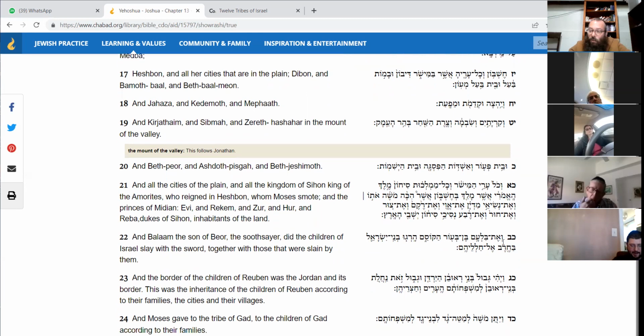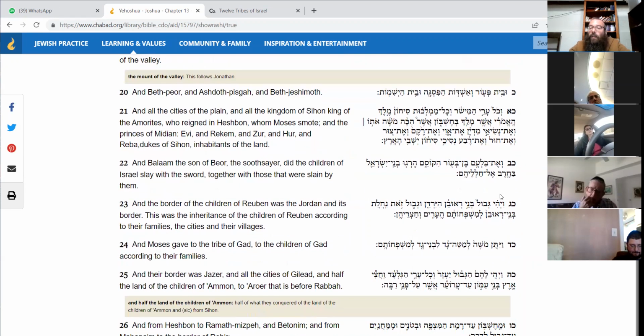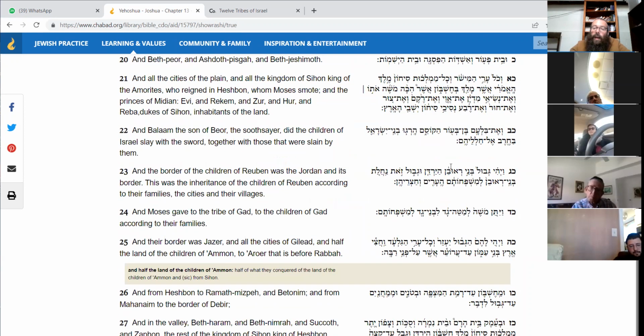And also, we know who else Moshe killed, the famous person in that section, Bilam ben Beor, the prophet Bilam ben Beor, who tried to curse the Jewish people, a soothsayer, a magician. The Jewish people in that section killed him by the sword. They were slain by the Jewish people. And the border of Reuben was the Jordan. The Jordan also was the western side of the border.